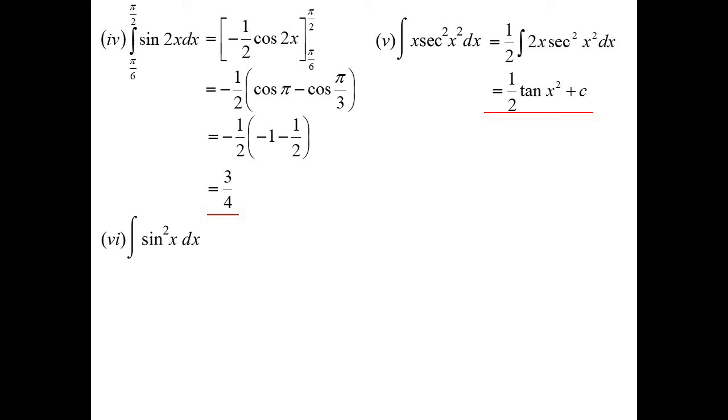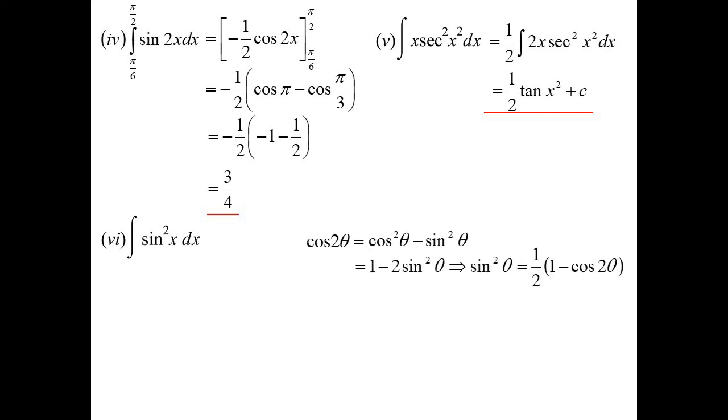Sine squared, they love asking sine squared or cos squared. You can almost guarantee it will appear in every HSC somewhere in some form. Might not be x, might be 3x, could be, but sine squared, cos squared comes from the double angle results. And if you recall, cos 2 theta could be written a couple of different ways. It's cos squared minus sine squared. But we could rewrite it as 1 minus 2 sine squared.